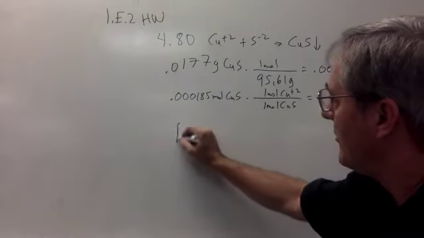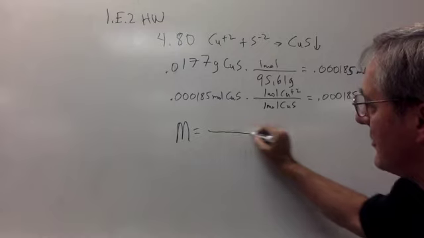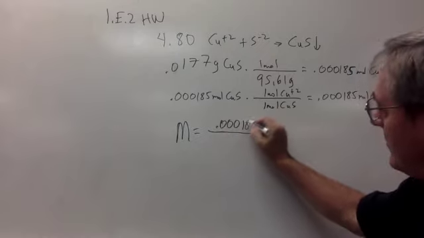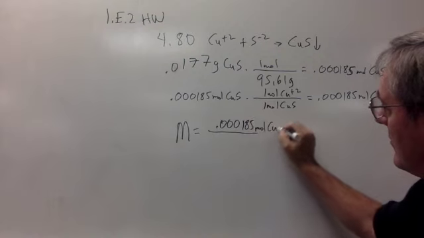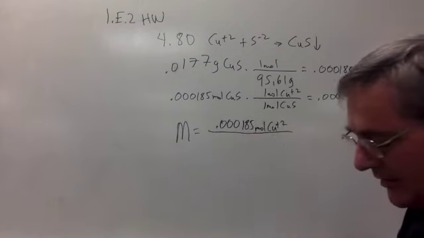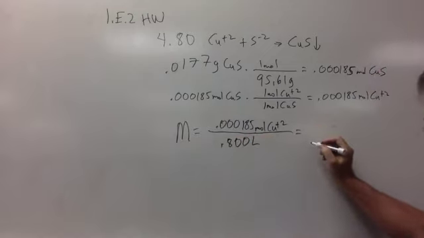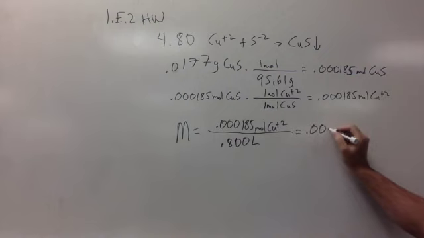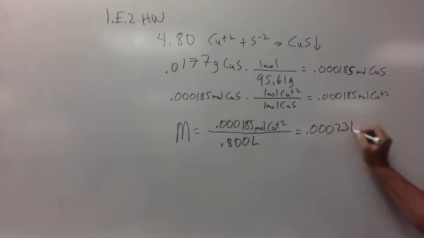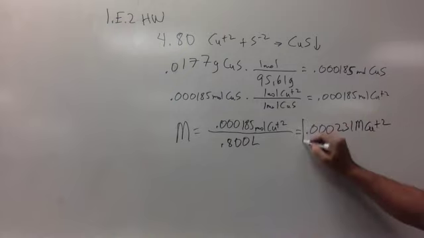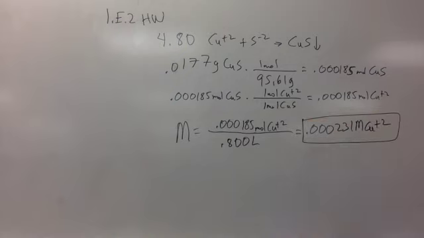And so the molar concentration in the original sample is the moles divided by the liters. It said the liters was 0.800. Final answer, 0.000231 molar Cu plus 2.